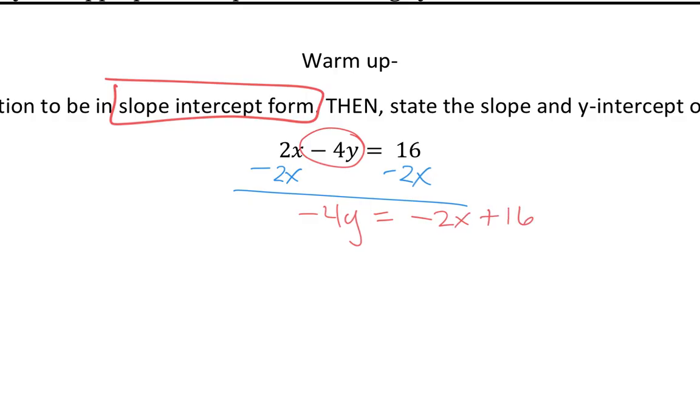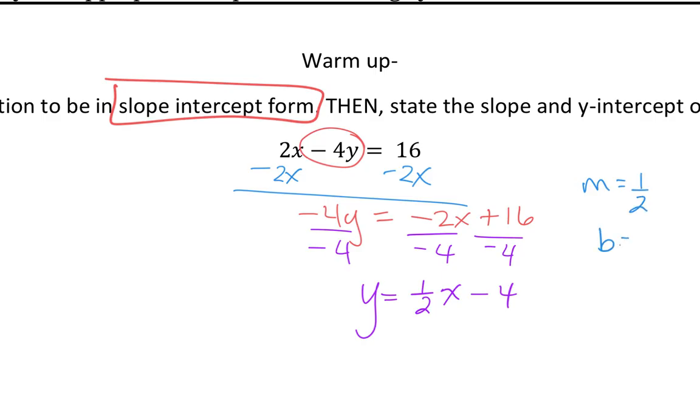And then what do I have to do to every single number? Divide by negative 4. So y is going to equal, what's negative 2 divided by negative 4? 1 over 2x. And then what's 16 divided by negative 4? Negative 4. Good. What's your slope? That's 1 over 2. And then what's your y-intercept? Negative 4. So here are your answers.